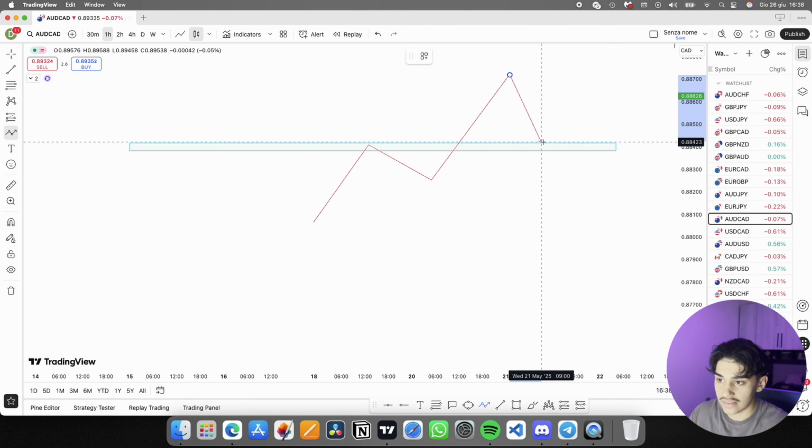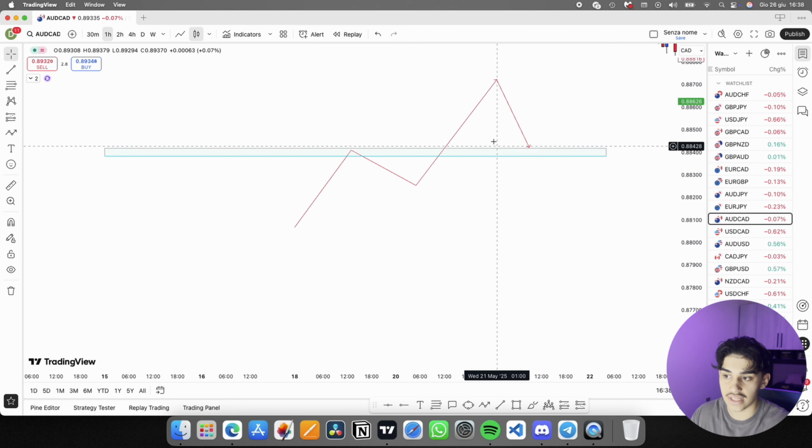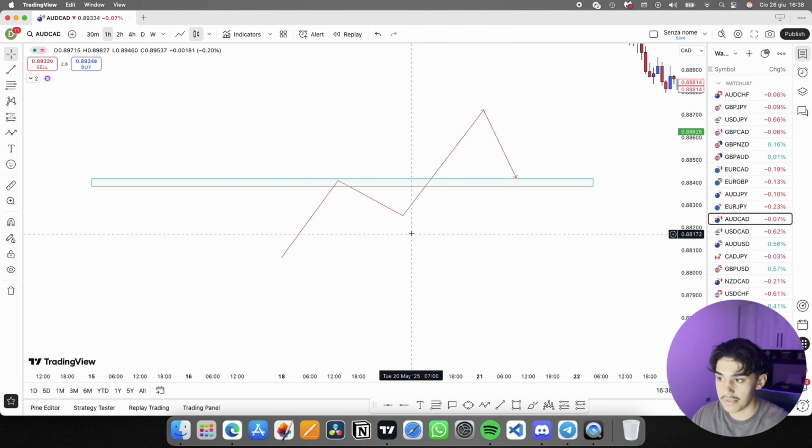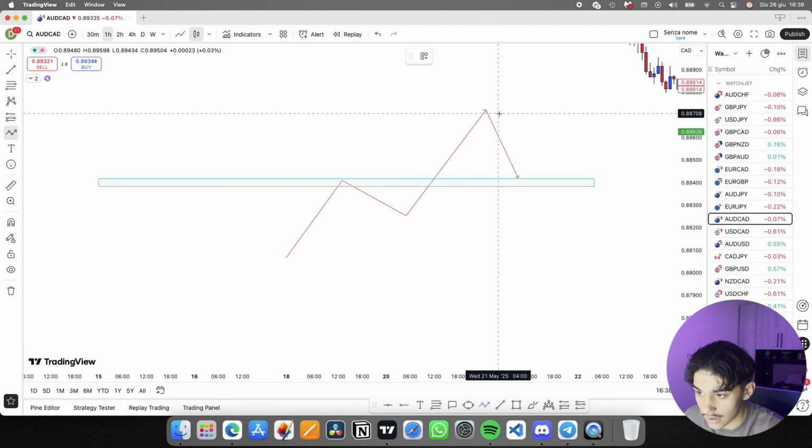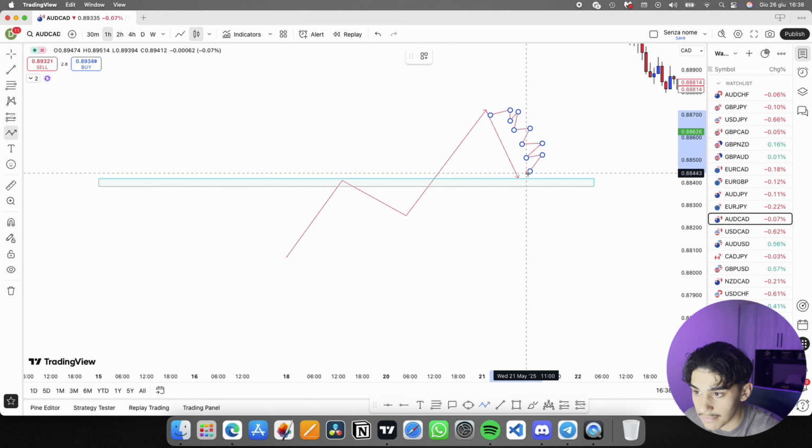When the daily then has the pullback, the daily will still remain bullish, right? Because we didn't body close below the higher low. But the lower time frames, such as the 1 hour, will then do some small moves to the downside, where this time frame right here will become bearish.